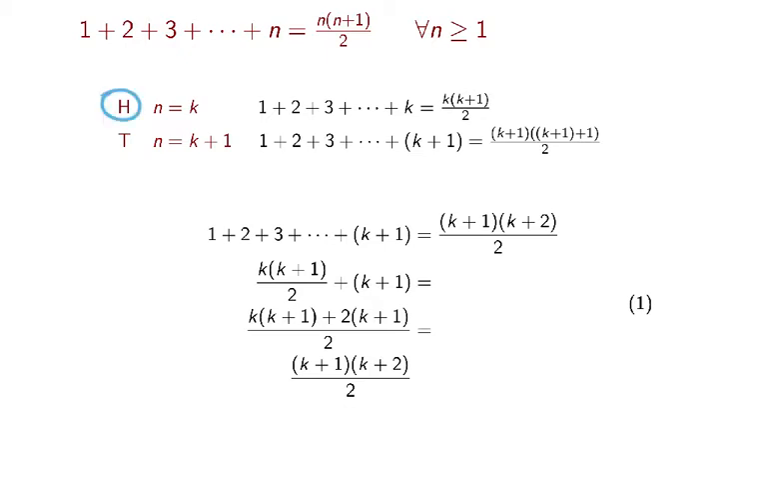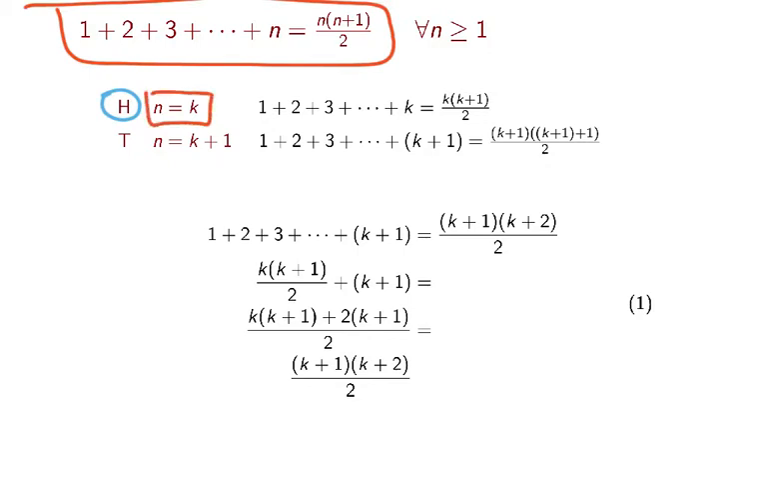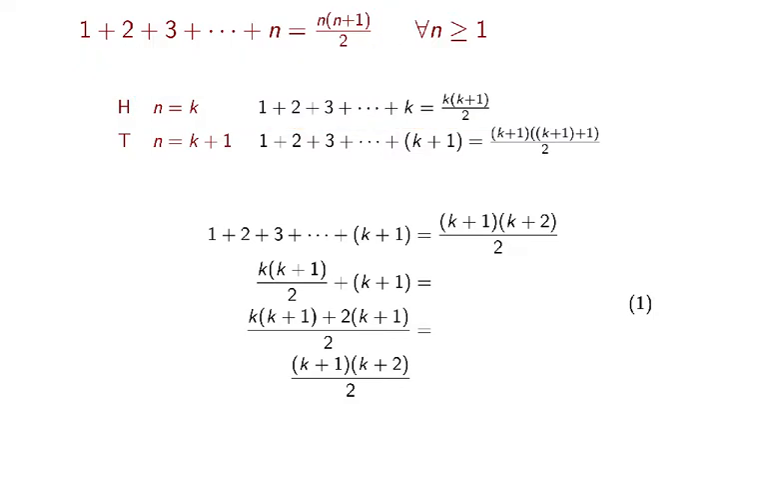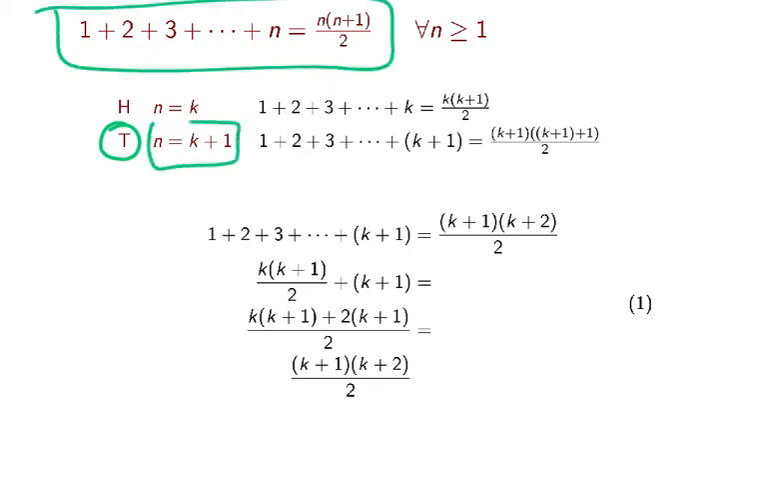So first, the hypothesis is that this equality is true for n equal k. We are going to substitute everywhere we see an n with a k, and what we get is this equation here. So what we know is that the hypothesis is true: when we add the numbers from 1 to k, we obtain k times k plus 1 over 2. Now, the question is, the thesis: is this equality true when n is equal to k plus 1? Well, we don't know. That is what we have to prove. The hypothesis, we know. The thesis, we don't. We have to prove it.